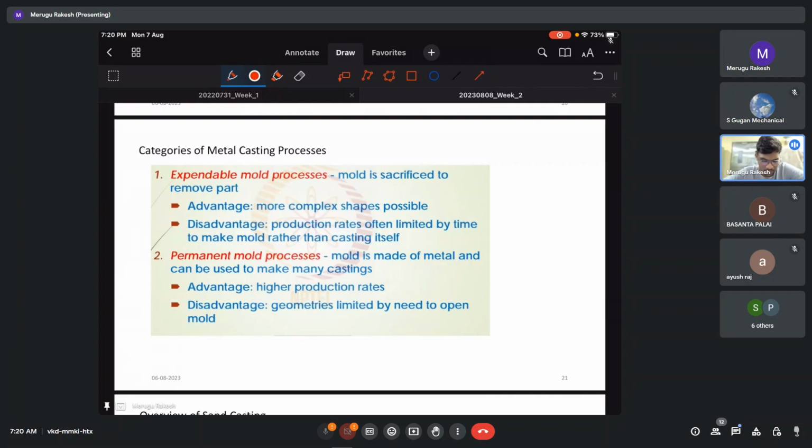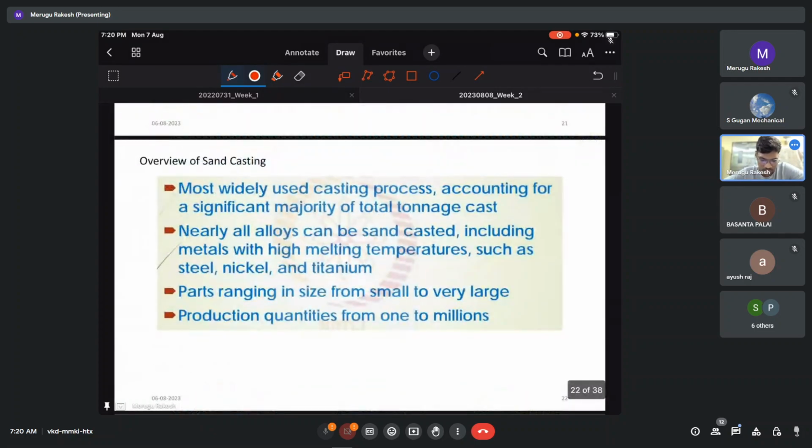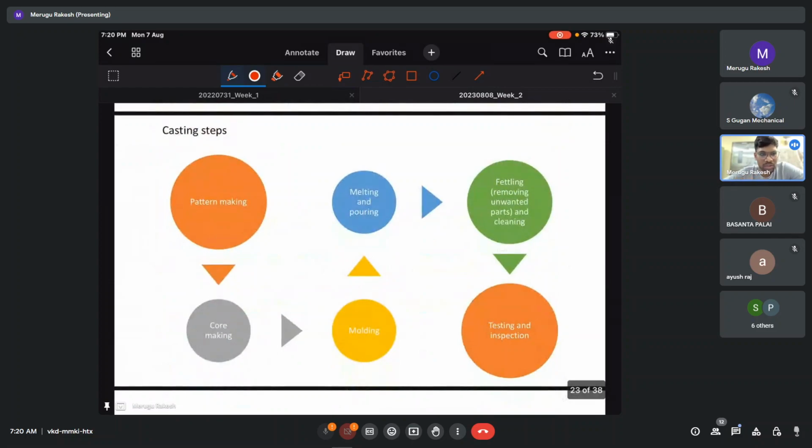So under expendable molds, we have different processes. One is sand casting. One is shell molding. One is investment casting. Okay, so let us see what happens in casting. So you already know, you're going to make a pattern. We're going to make a core if necessary. We're going to mold the sand. Then we are melting the metal and pouring. Then we are going to remove the casting from that. We are going to do fettling, which is removing of unwanted portions. Then we are going for testing and inspection.